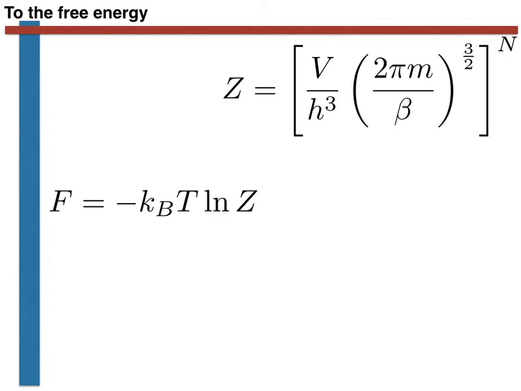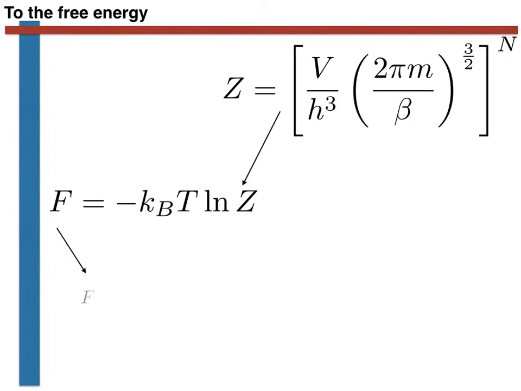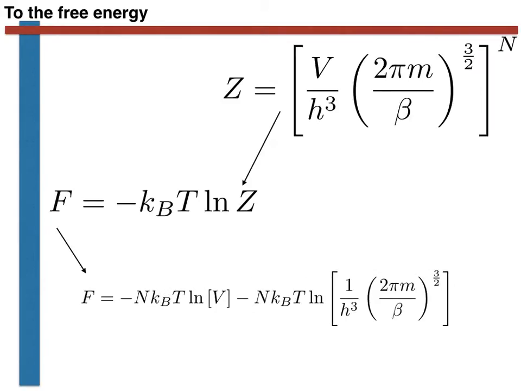Let's investigate this a bit further by trying to calculate the free energy of the gas. If you remember, we can calculate the free energy once we have the partition function using the expression shown here. When we stick the expression that we have just derived in, we get the following result for the free energy of an ideal gas, which we can further simplify by remembering that the logarithm of a product can be written as a sum of logarithms.